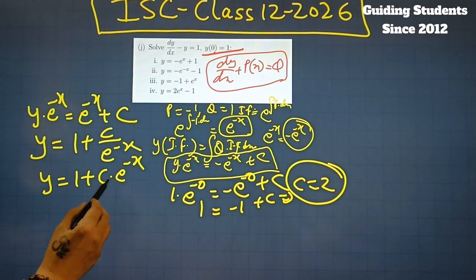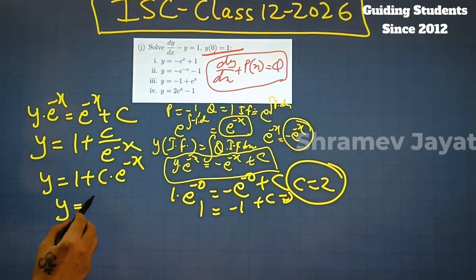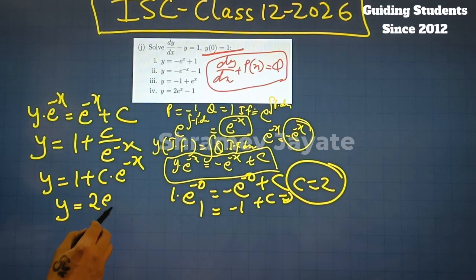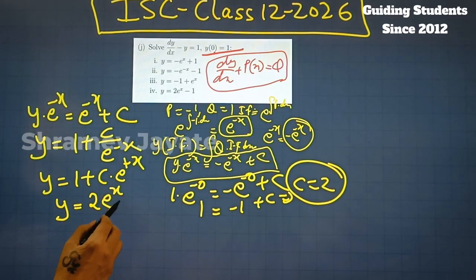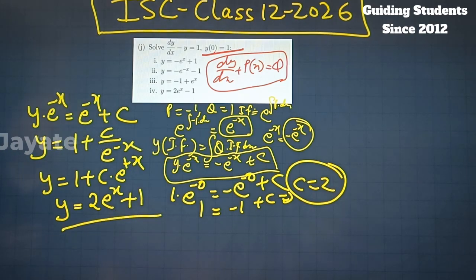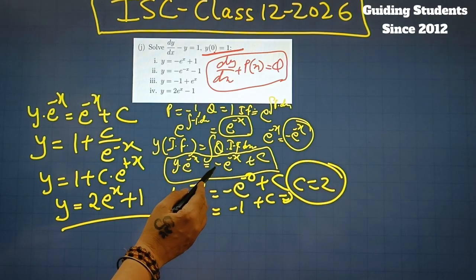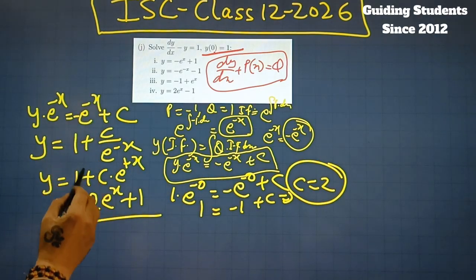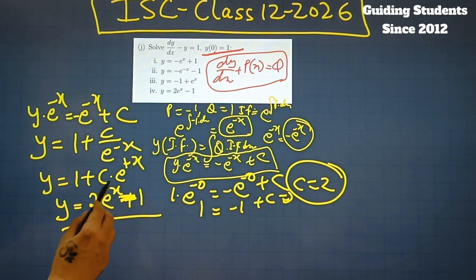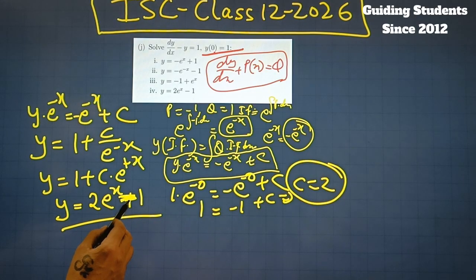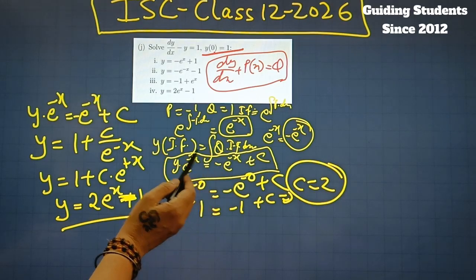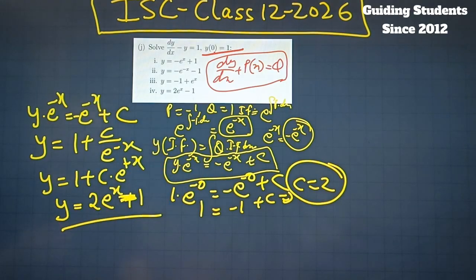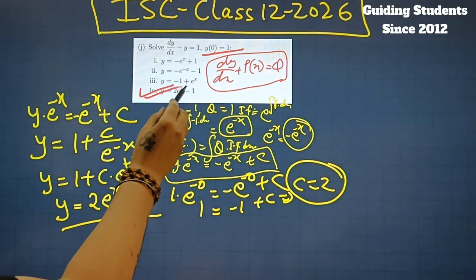Now the value of c is 2. So this is equal to what? y is equal to 2 into e raised to the power x, plus 1. So in the options, if we check, here we actually missed the minus sign: minus e raised to the power minus x. So here we are going to get minus 1 only. So something was wrong here, and we need to put negative here because of this only. So our answer is option number 4. Very simple.